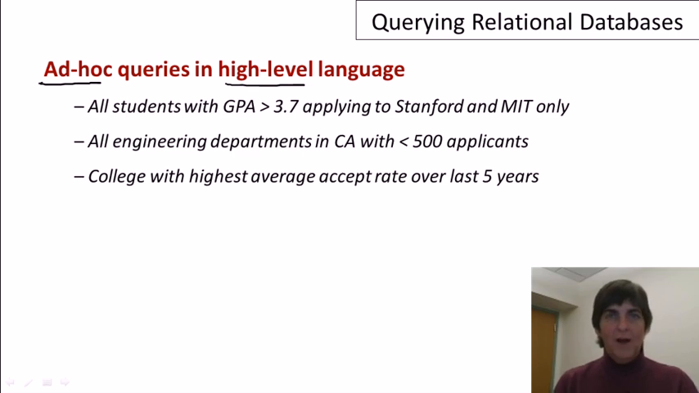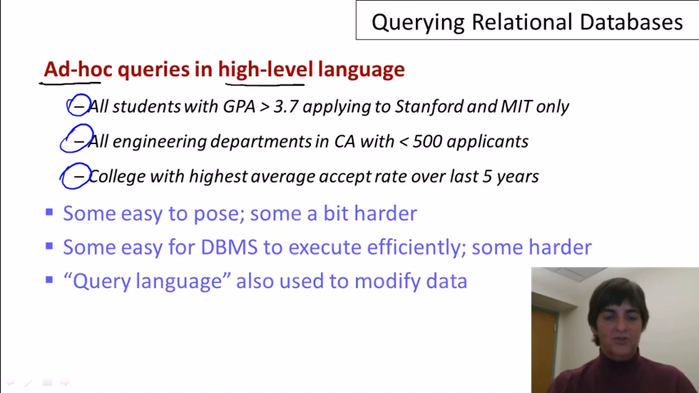So let's look at an example of a few queries. Let's go again to our imaginary database of students who are applying to colleges, and here are just 3 examples of the types of things that you might ask of a relational database. You might want to get all students whose GPA is greater than 3.7 who are applying to Stanford and MIT only. You might want to get all engineering departments in California with fewer than 500 applicants. Or you might ask for the college with the highest average accept rate over the last 5 years. Now, these may seem like fairly complicated queries, but all of these can be written in a few lines in, say, the SQL language or a pretty simple expression in relational algebra.